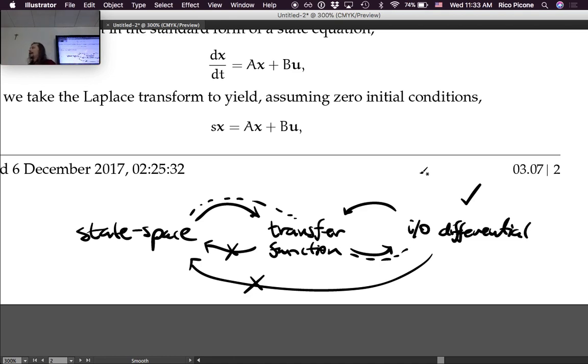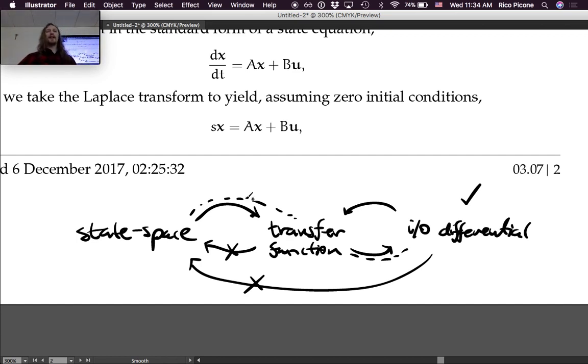you choose for your state variables determine what that looks like, and you lose information. We haven't learned enough about state space yet to understand why that's true. But you lose some information if you go from a transfer function or IO differential equation to state space. So I shouldn't say that. You don't lose any information if you go from IO differential equation or transfer function to state space. But you do if you go from state space to one of these, you lose information. So you go from state space to these, and then back, you've lost something, okay?